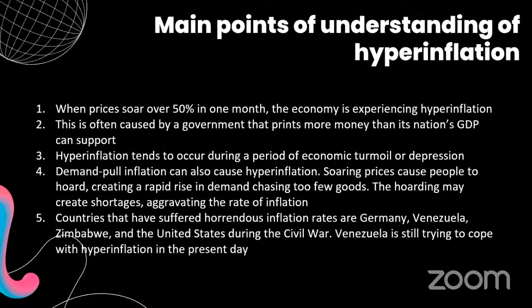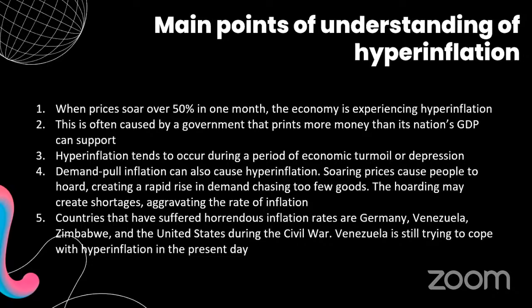The main points to understand about hyperinflation are: first, when prices soar over 50% in one month, the economy is experiencing hyperinflation. Second, this is often caused by a government that prints more money than its nation's GDP can support. Third, hyperinflation tends to occur during a period of economic turmoil or depression. Fourth, demand-pull inflation can also cause hyperinflation.